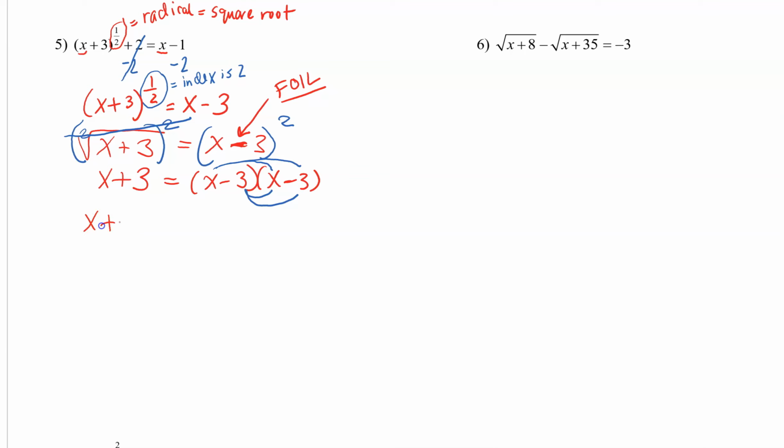So on the left side, I have x plus 3. On the right side, I have x squared minus 3x plus 9. And then I can combine those middle terms.